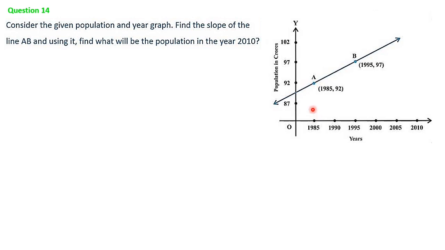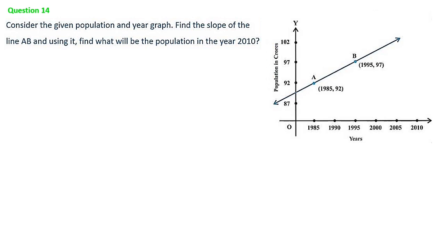At 1985 the population is 92 crores, and at 1995 the population is 97 crores. So the 2 points and their coordinates are given to us. AB is a straight line, and by using the slope of this line, we are asked to find out the population in the year 2010. 2010 is here, this portion. So we need the corresponding value of 2010 on the y-axis, because the y-axis is population.